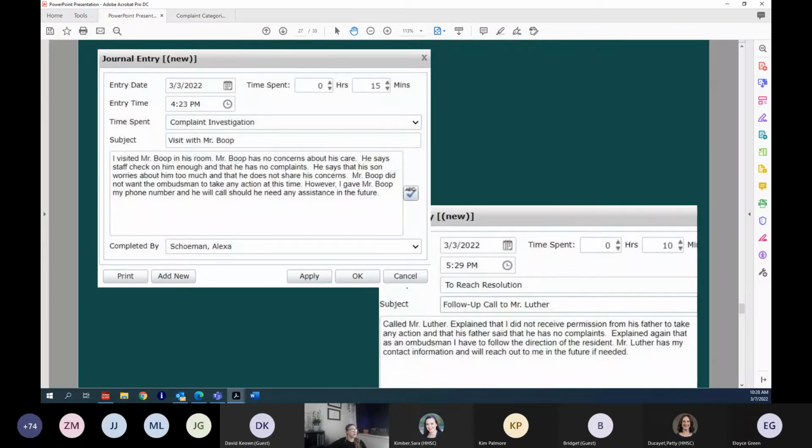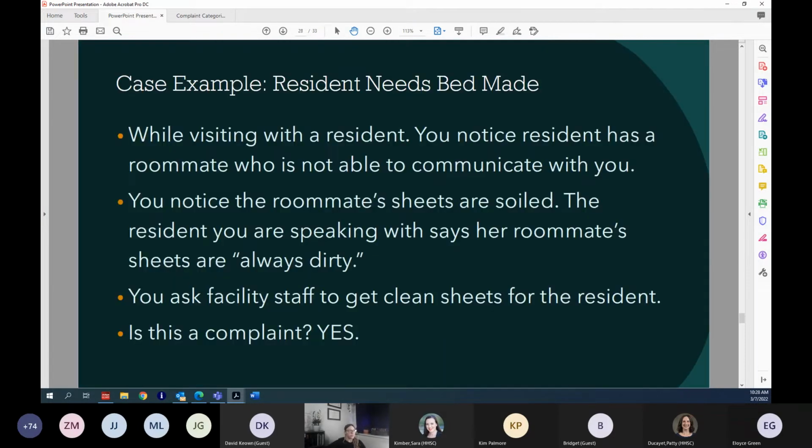You can see even though it is not a complex complaint, it still even gets 2 of its very own journal entries. On to our next situation.